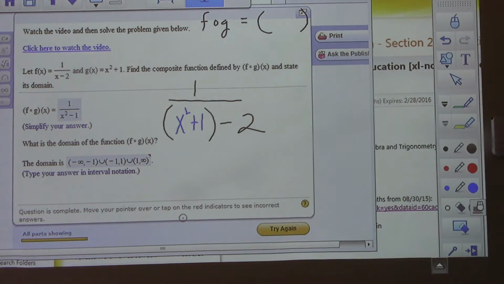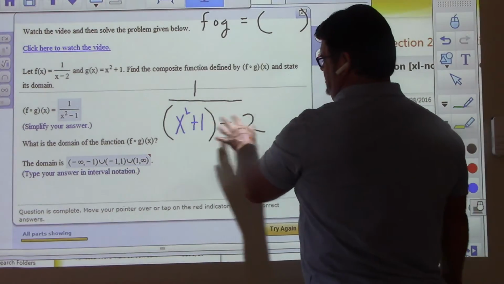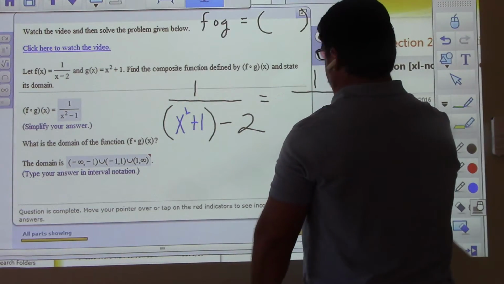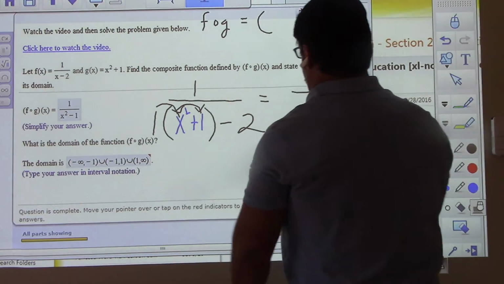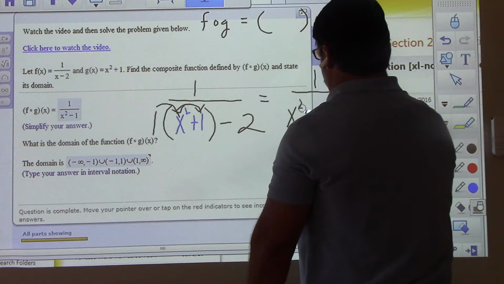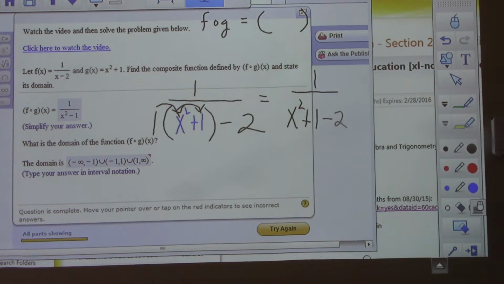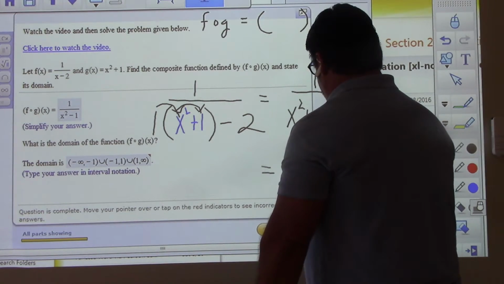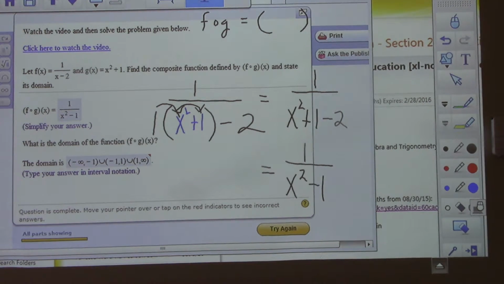So now we got to simplify that. What do you mean simplify? Well, you got all this mess down here. You need to simplify it. So 1 over, there's a 1 out here. Distribute that 1, and it clears the parentheses. So that'd be x squared plus 1 minus 2. And what's 1 minus 2? And you get x squared minus 1. What is x squared minus 1? Shortcut number 3, Hubert. That's right, class.